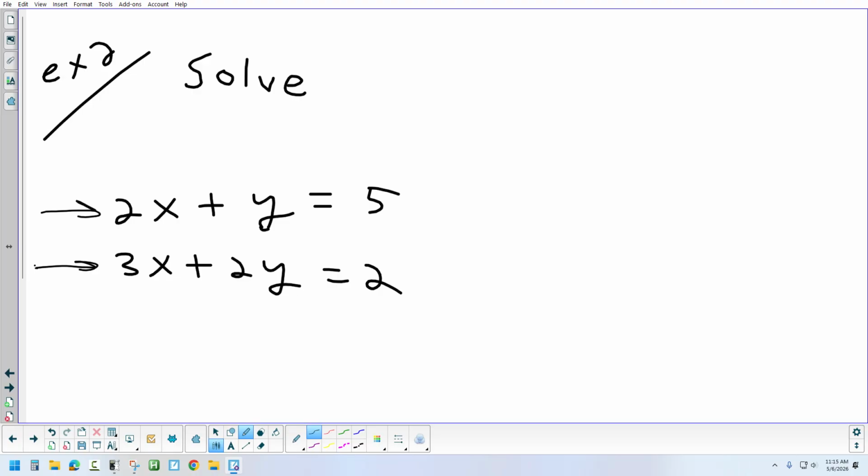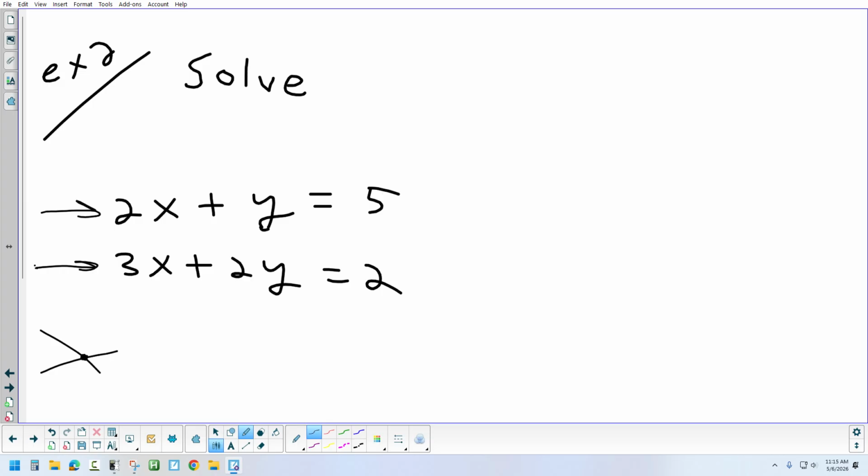Yeah, just once. There are special cases, like if they were parallel or the same line. But if these are both lines, and they're not the same line, and they're not parallel, they can only cross each other in one spot. So we're going to be looking for a single x value and y value. All right, so let's try it with substitution.